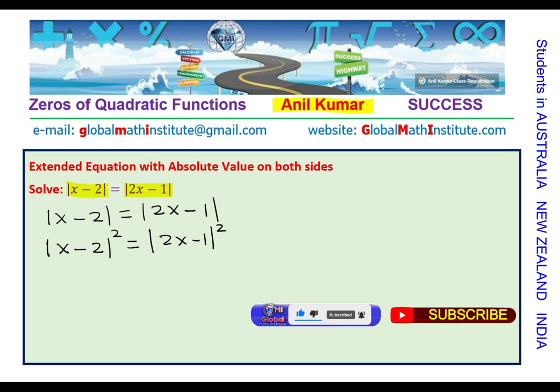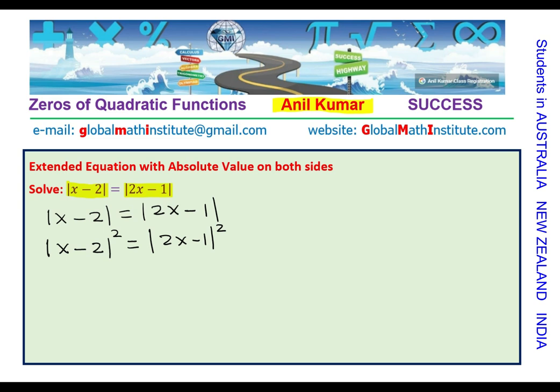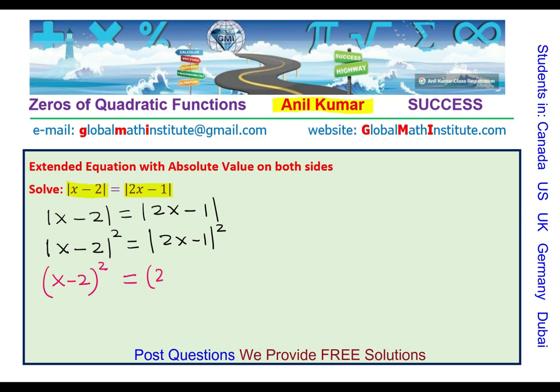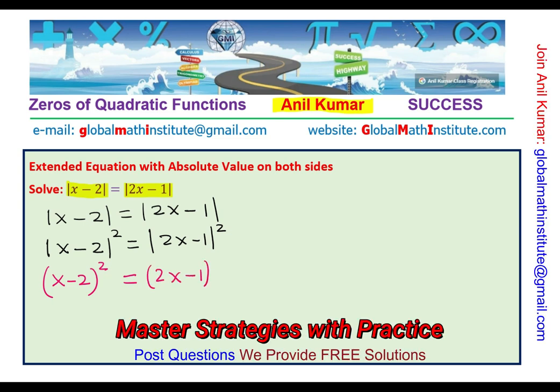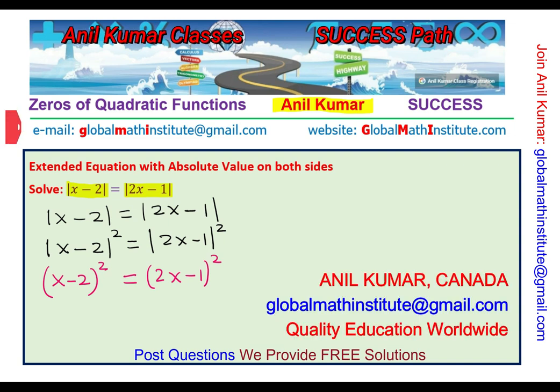Now, by doing squaring, what we have done actually is that we have ensured that the inside, which could have been positive or negative, we need not really bother about it. You get the whole idea. We could rewrite this as x minus 2 whole square equals 2x minus 1 whole square. You understand this strategy? Perfect. Now, let's try to solve it.